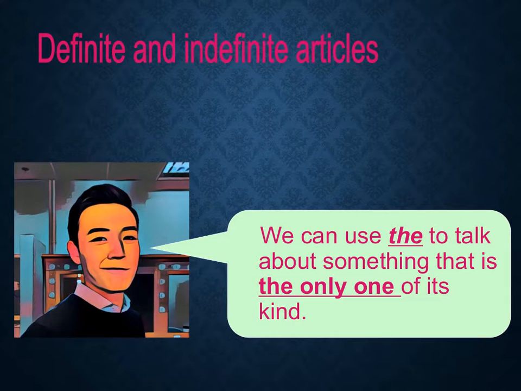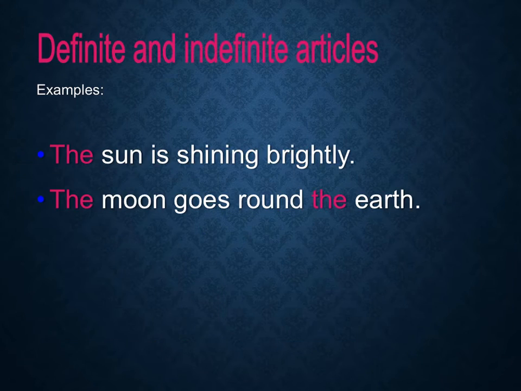Besides, we can also use the to talk about something that is the only one of its kind. For example, the sun is shining brightly. The moon goes around the earth. Because there's only one sun, one moon, and one earth, so we say the sun, the moon, and the earth.